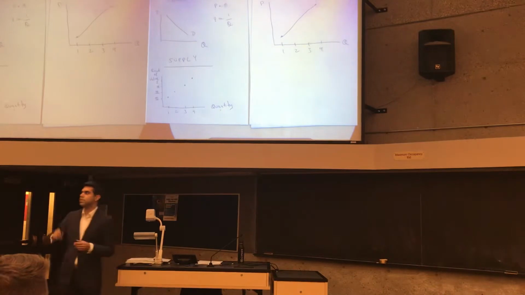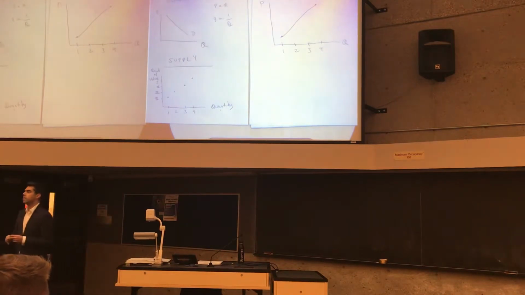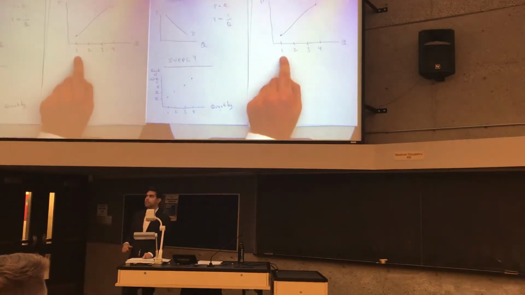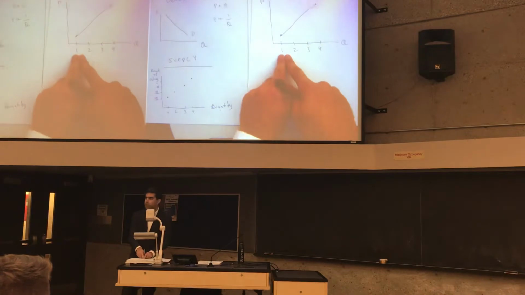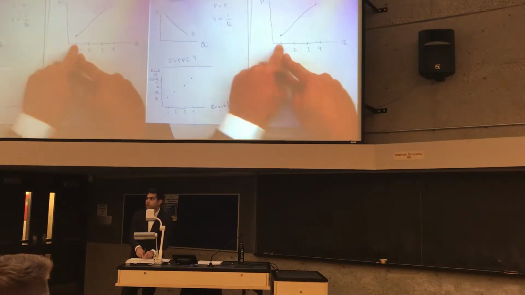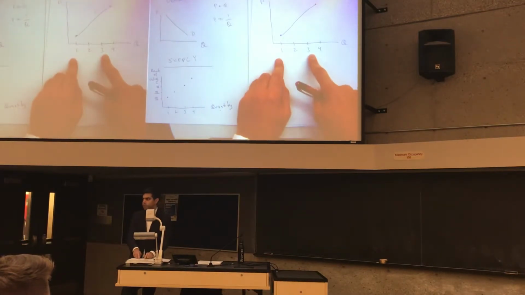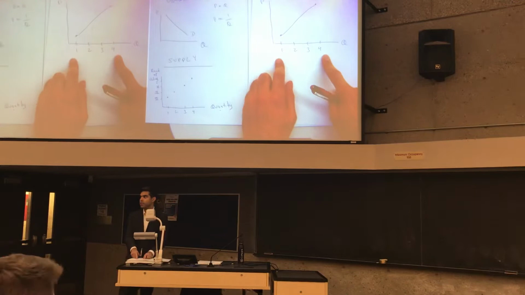Questions? Yes? If you have less quantity, would you sell it for a higher price? If you have less quantity, but we're starting off, you have 4. At this point, you have 4 units. So that's when you sold. You're selling 1 unit out of your 4, 2 units out of your 4, 3 units out of your 4, 4 units out of your 4.